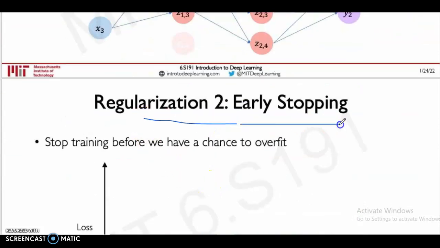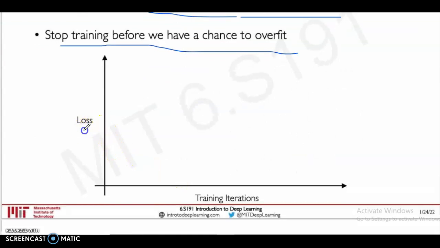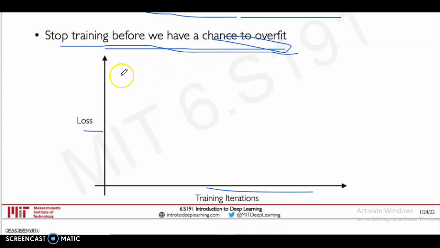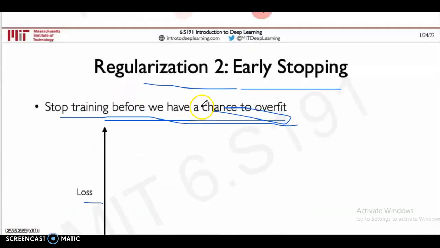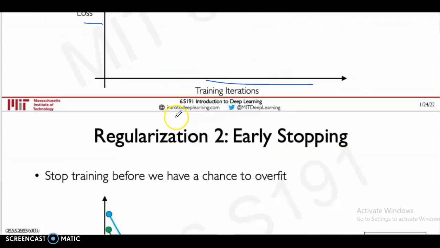Regularization two: early stopping. Stop training before we have a chance to overfit. That is why you have to stop here, early stopping.